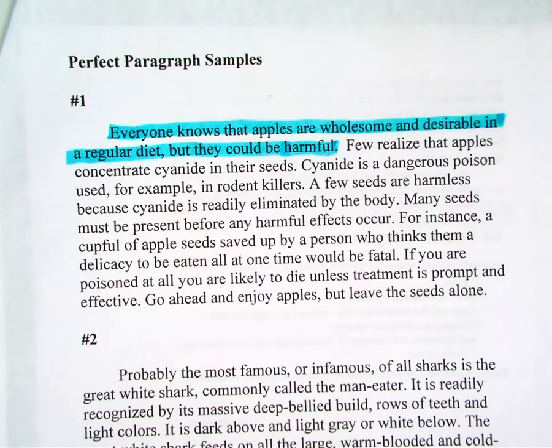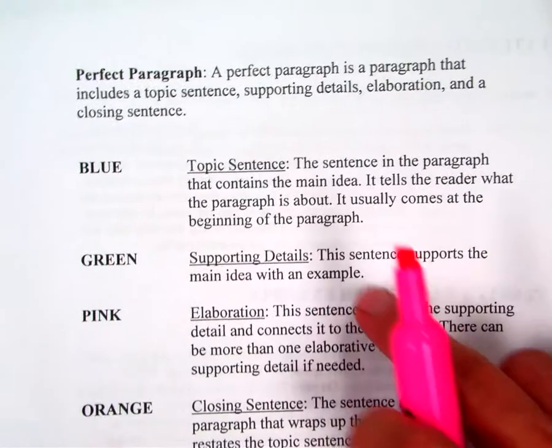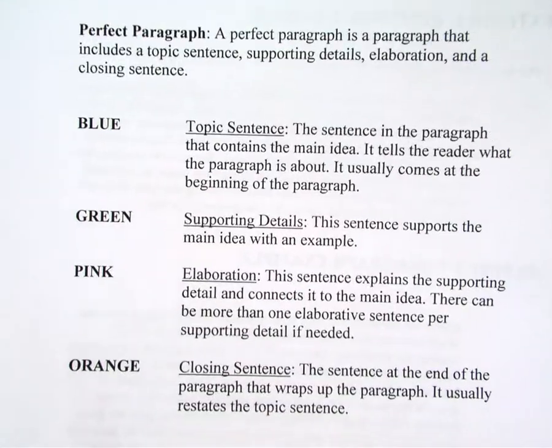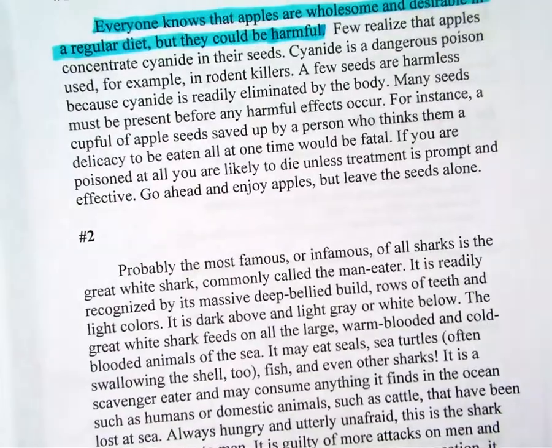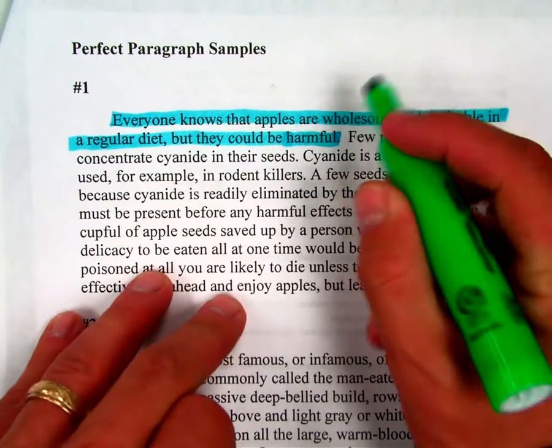Next, few realize that apples concentrate cyanide in their seeds. What would this be considered? A supporting detail, an elaboration, or a closing sentence? A supporting detail, right? And we said in our chart that supporting details we'll mark in green. So we go back to our paragraph, and we're going to mark that in green.